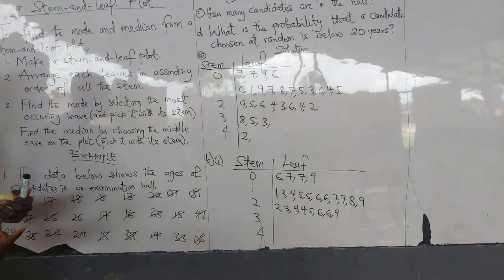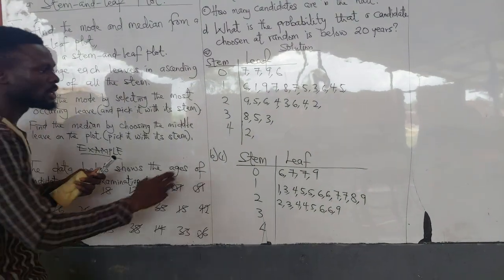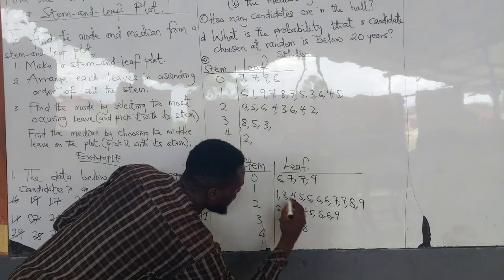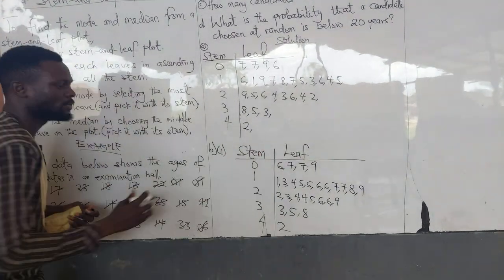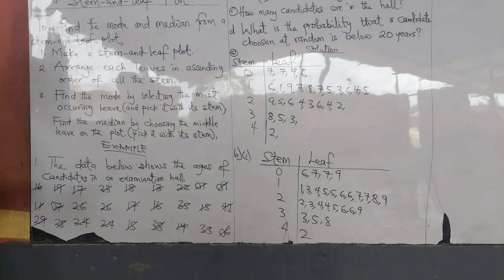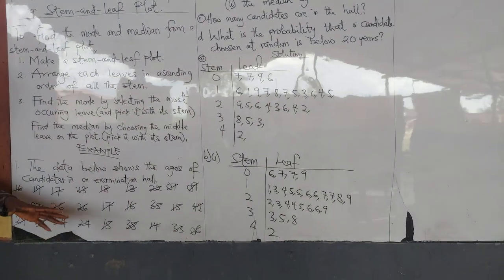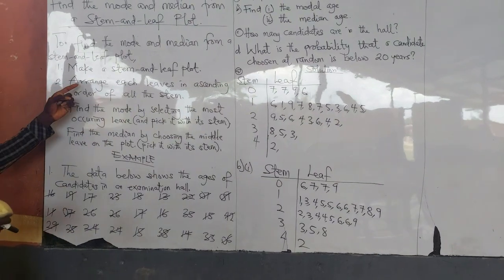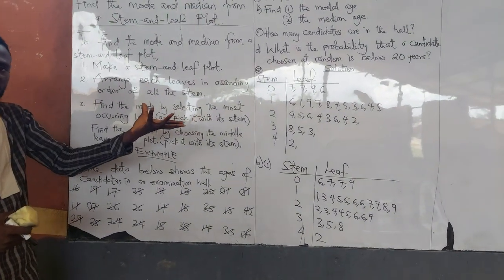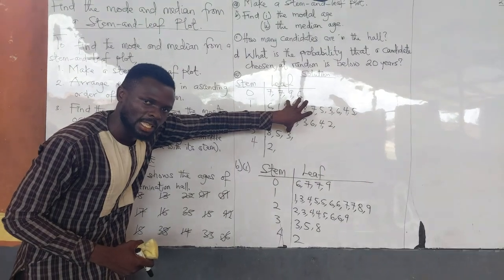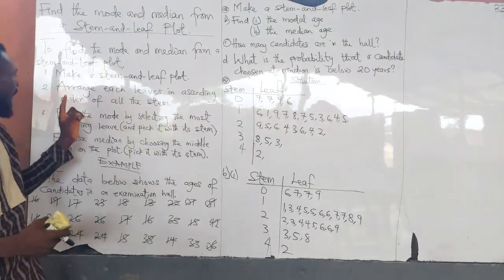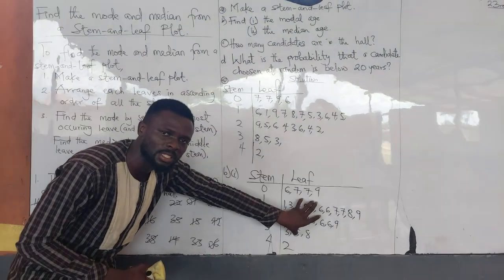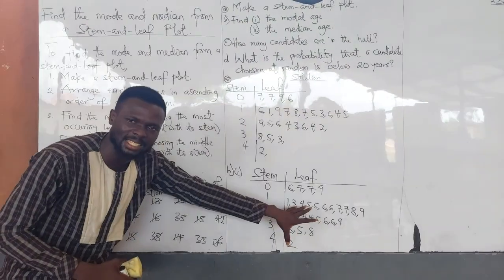We go to the stem 3 and arrange its leaves. So we have 3, 5, 8. Then for the stem 4, we have only one leaf, which is 8. So we are finding the mode and the median. But it says that if you are finding the mode and the median, make a stem and leaf plot. We make the stem and leaf, arrange its leaves in ascending order. Now we have arranged each of the leaves in ascending order.